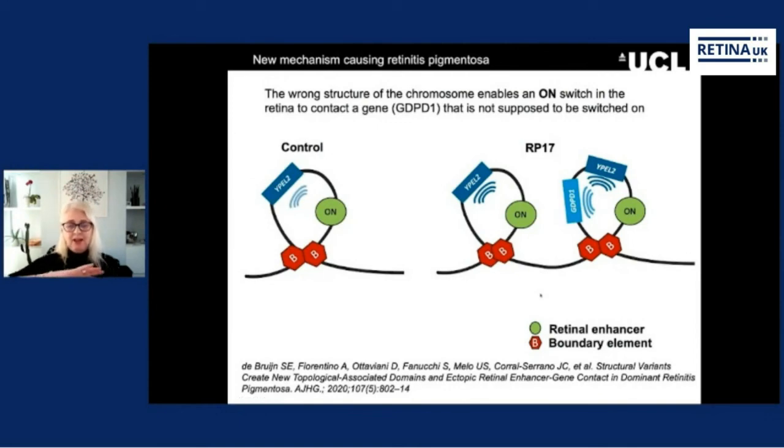So this is our model for what's causing RP17. Essentially, the altered chromosome structure enables an on switch that switches things on in the retina to have contact with a gene that it shouldn't have contact with. So in other words, it's asking that gene to switch on in the retina when it shouldn't, and therefore we believe that is toxic. And that's the next phase of our research, to really prove that this is the mechanism of disease.